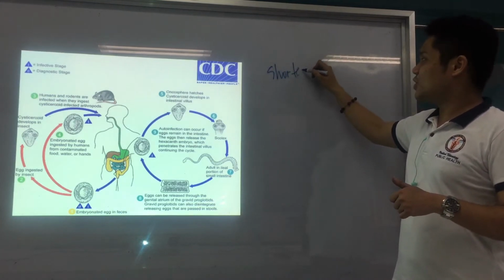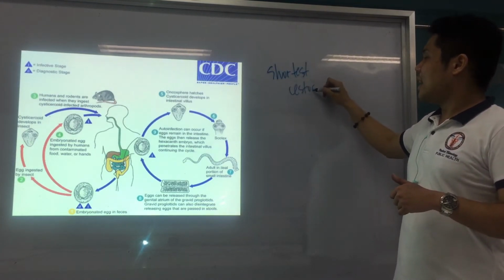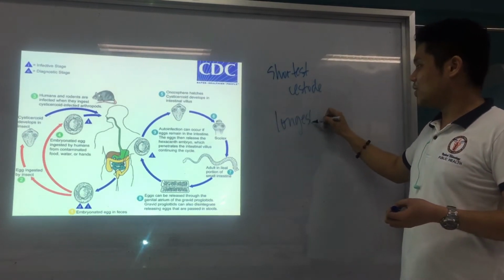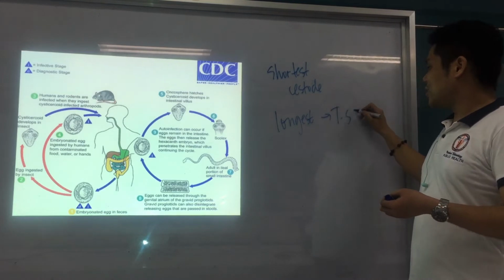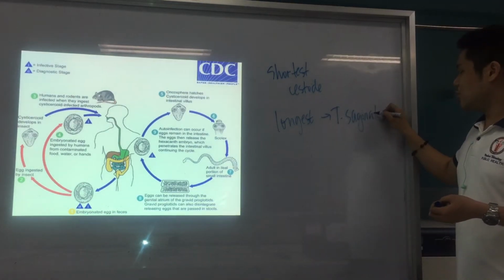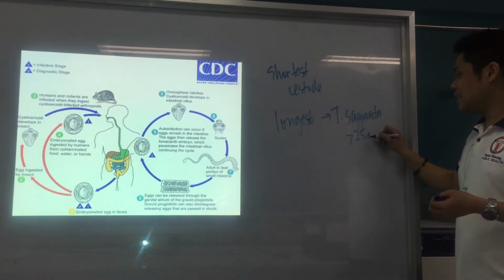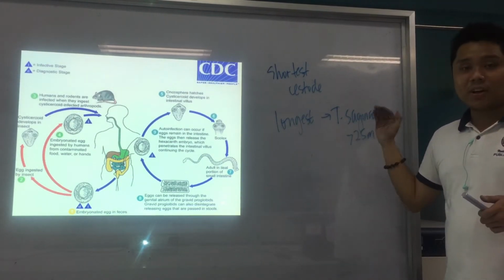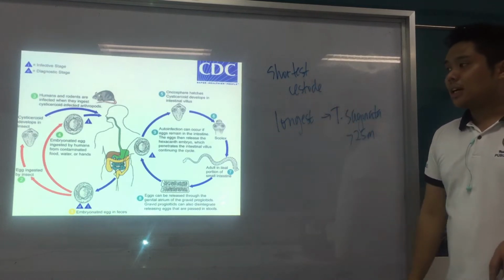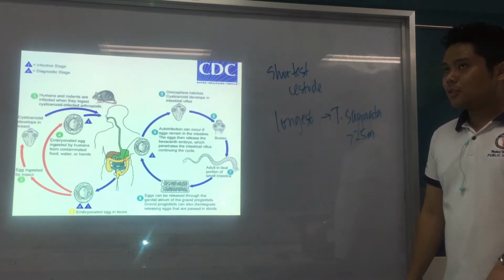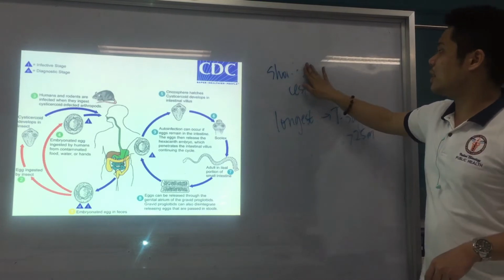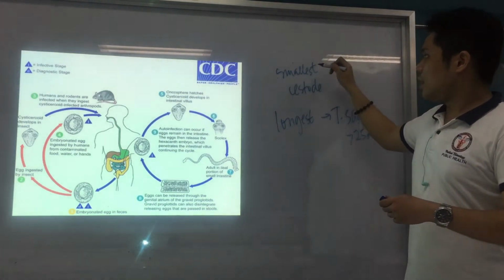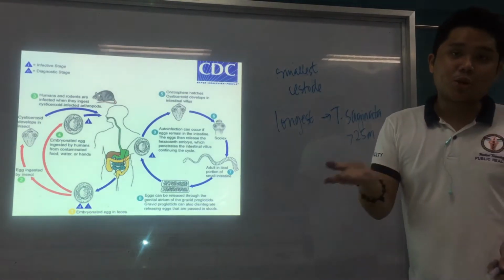So that's H. nana, dwarf tapeworm. That is the shortest cestode that infects man. And the longest cestode, guys, is, what do you think? Your Taenia saginata. It can reach up to, if I'm not mistaken, 25 meters. Basta it's long. The longest cestode is your Taenia saginata. The smallest cestode is your H. nana. By the name itself, it's nana, dwarf tapeworm.